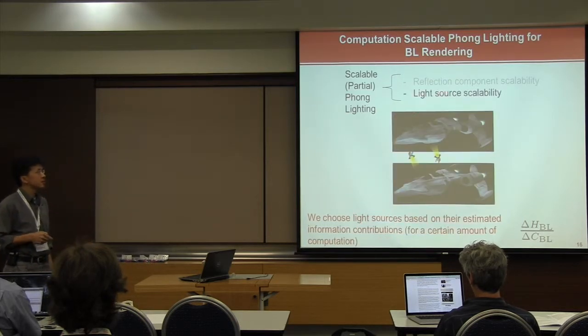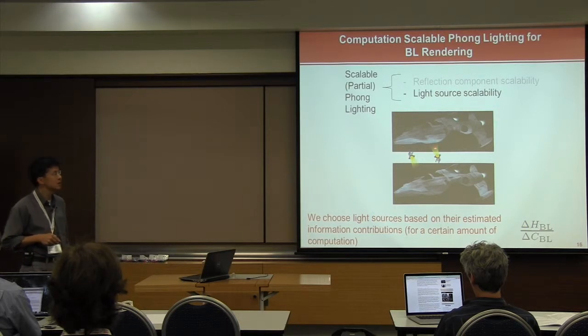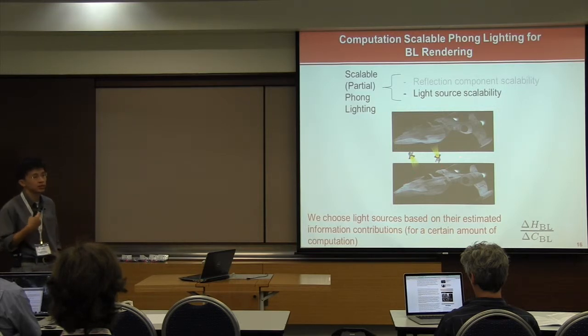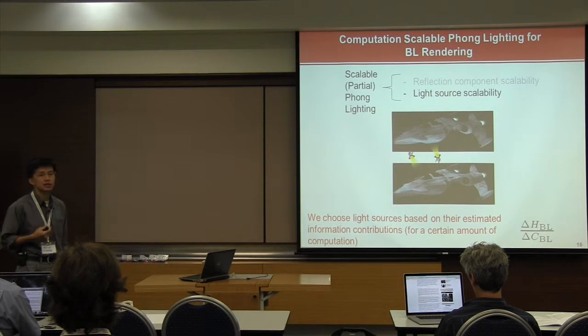In addition to reflection components, we also try to scale Phong lighting in another dimension using light sources. For a typical game video scene, we might have multiple light sources, and different light sources introduce different amounts of information into the image. In particular, some light sources illuminate more pixels than others because of their stronger intensity or because they have a matching angle of illumination. So we also estimate the information contribution of each light source, and in the base layer rendering we include only those light sources that have significant information contribution.